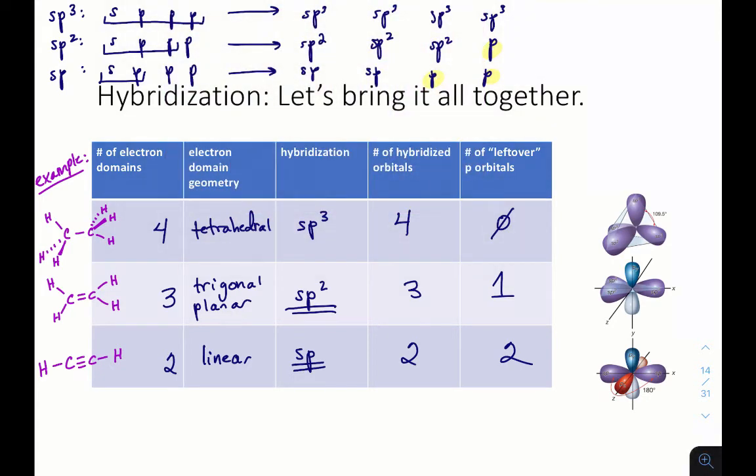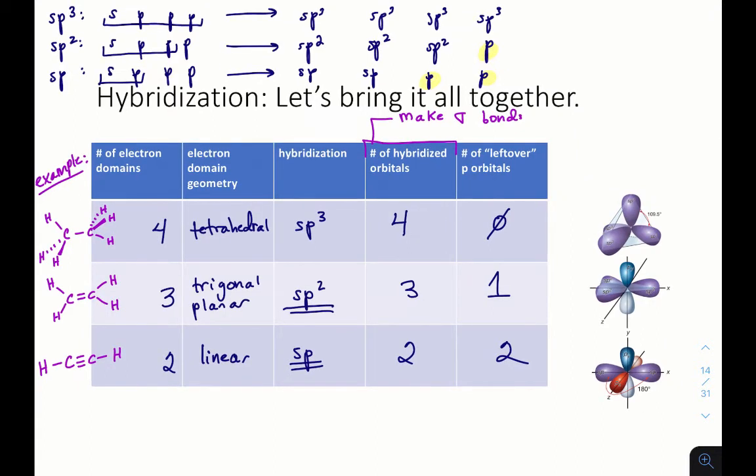What's the point of this discussion? Well, let's think about what the hybridized orbitals do. They are holding the electron domains, right? They're giving the electron domains their shape. That is the entire point. So the hybridized orbitals will make sigma bonds. Don't worry if you don't remember what that exactly means. Just one second and we're going to talk about it. The hybrid orbitals make sigma bonds or hold lone pairs. Basically, they hold the electron domains.